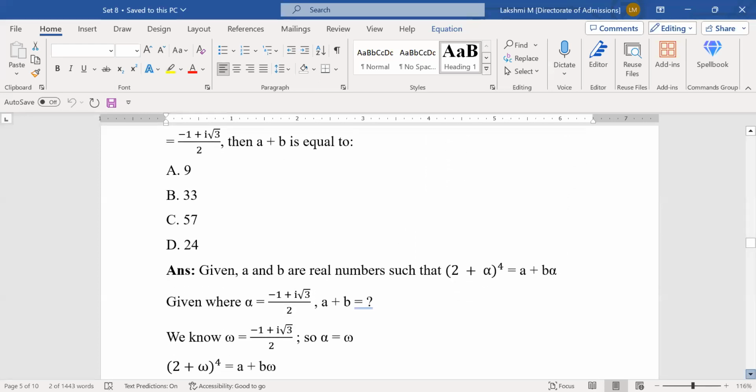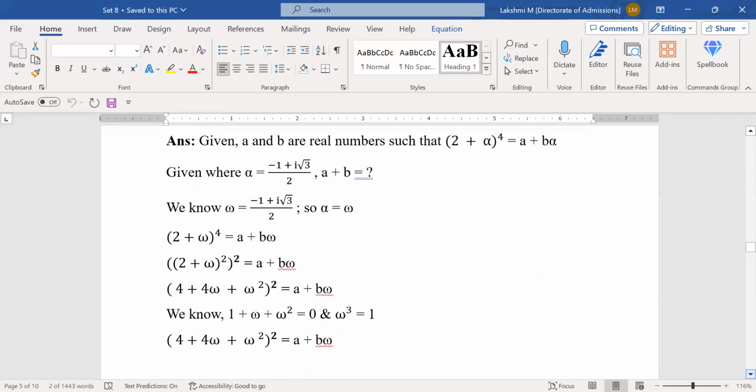Now coming to solving the question. In the question, when you read it, a and b are real numbers, and this is the part that is given. And they have given alpha is equal to (-1 + i root 3)/2. I hope you have studied what is omega, right? It's (-1 + i root 3)/2. So we'll start solving this question by substituting alpha is equal to omega. So (2 + omega)^4 = a + b omega.